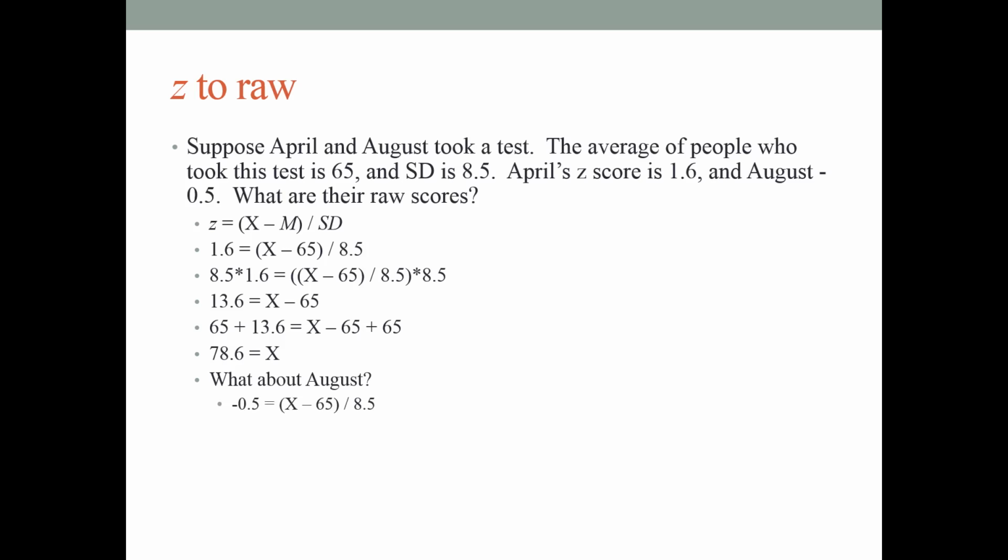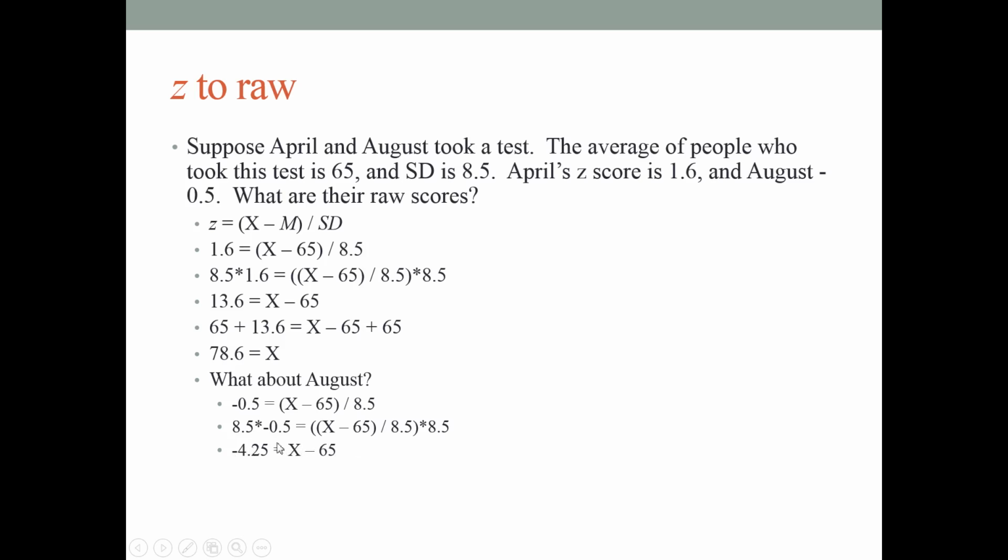First, August's z-score is negative 0.5. So you plug it into the formula as well. And then again, we want to get rid of the 8.5. So we multiply by 8.5 on both sides. Now this becomes negative 4.25 equals x minus 65.